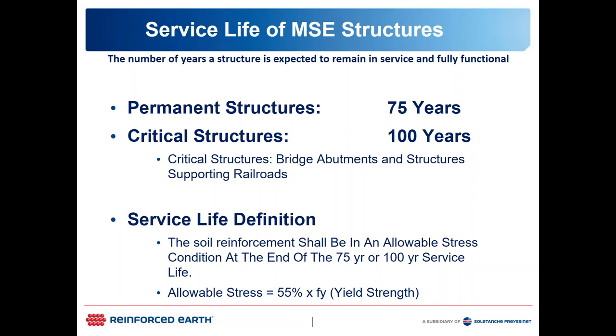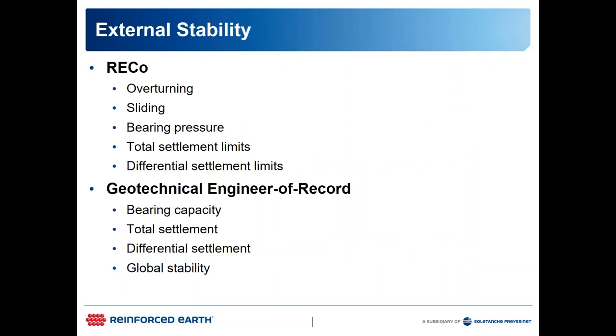A permanent MSE wall, such as used for the Illinois DOT, will be designed for a 75-year design life. In the case of the Illinois Tollway, the bridge abutments shall be designed for a 100-year design life. And the straps are designed such that during this design life, the allowable stress is within 55% of the yield strength. That is the basic requirement for the design of the MSE structure.